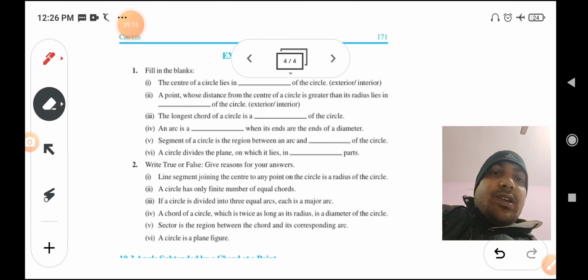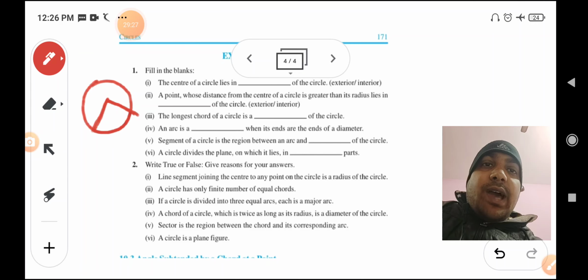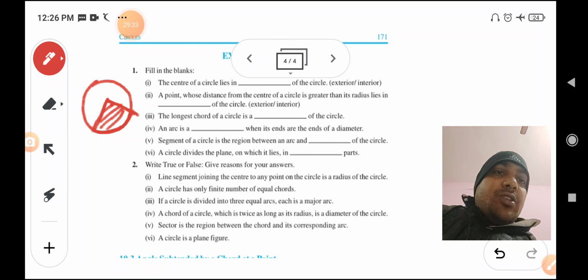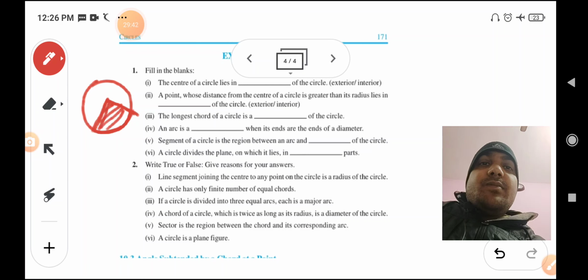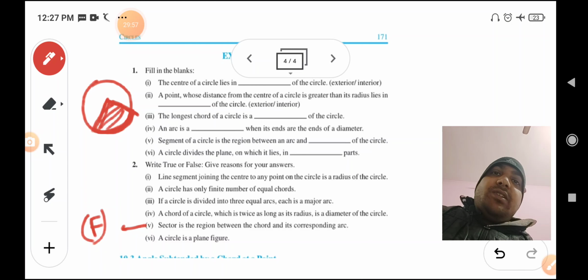So coming to the next, fifth part. Sector is the region between two chords. Sector is the region between two radius and an arc, right? So this is a sector. No. Sector is the region between the two radius and its corresponding arc. So this is false. Now coming to the next. So 1, 2, 3, 4, 5. Is it clear to everyone?